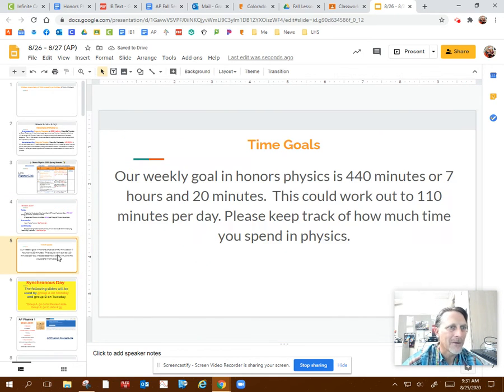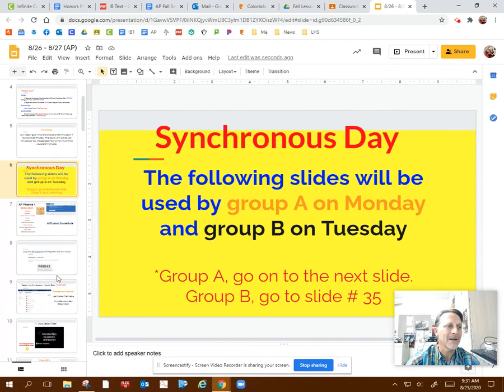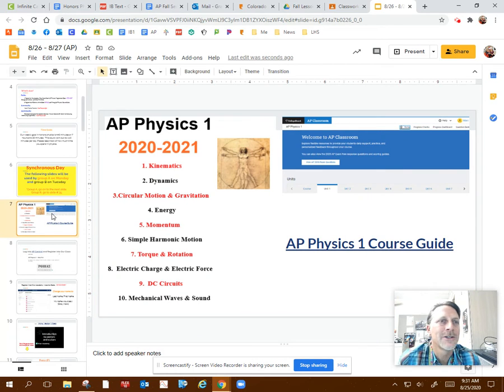Okay, so moving forward here, time goals. Again, our time goals every week are going to be to spend 440 minutes on our class, and I want you to be accounting for your time every day so that we can make sure that that works for us all. So today we're going to focus on the synchronous day learning. So synchronous day learning, you want to jump into AP Central and just give a little look around at what we're going to do with this course.